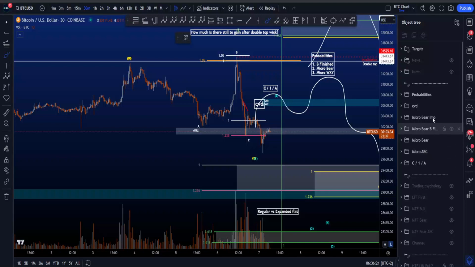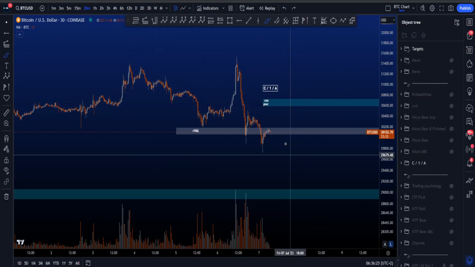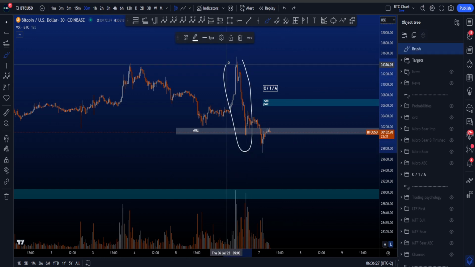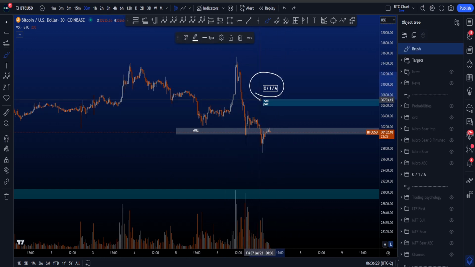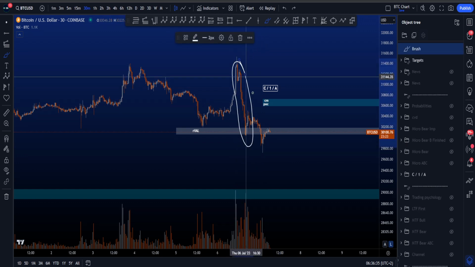Hi everyone, let's go over my micro, bullish and bearish Elliott Wave scenarios on Bitcoin, starting with the identification of this move to the downside in a wave C, 1 or A, because that is very important for your different Elliott Wave scenarios and the probabilities that you're going to give to these scenarios.